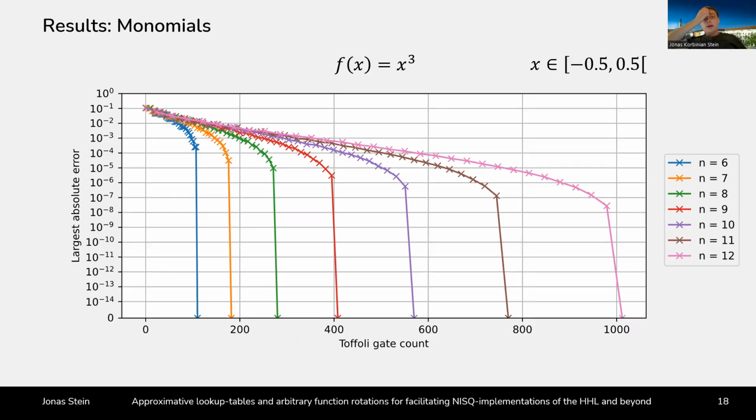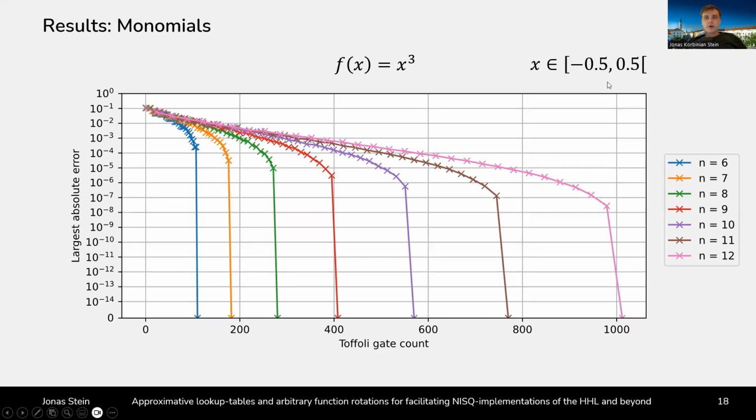Okay, let's get into the results then. For very easy functions like this cubic polynomial here, or monomial actually, we can see that the gate count here on the x-axis and the largest absolute error form differently depending, of course, on the number of qubits n here that I use for displaying this x, basically, or having precision for this x.